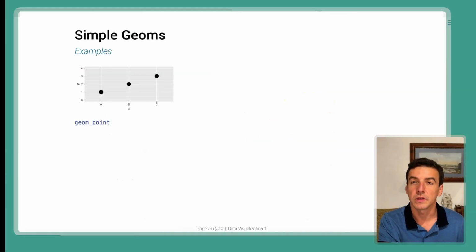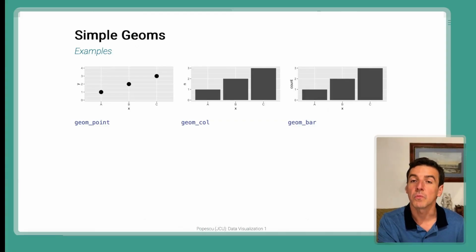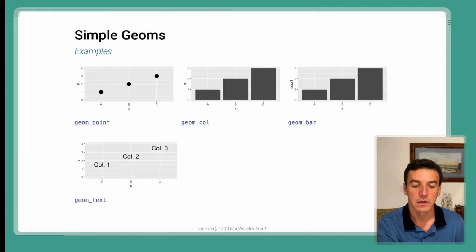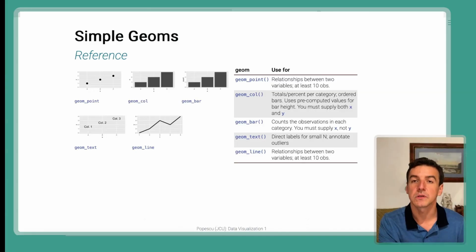Here's, for example, what these things look like. This is an example of a geom_point. This is an example of a geom_col. This is an example of a geom_bar. Obviously, visually, they look exactly the same, but I'm going to show you in a few slides what the main difference is. This is an example of geom_text. As you can guess, this is all about adding text to graphs. This is a geom_line. These, I would say, are the simplest geoms that are easy to produce in ggplot.